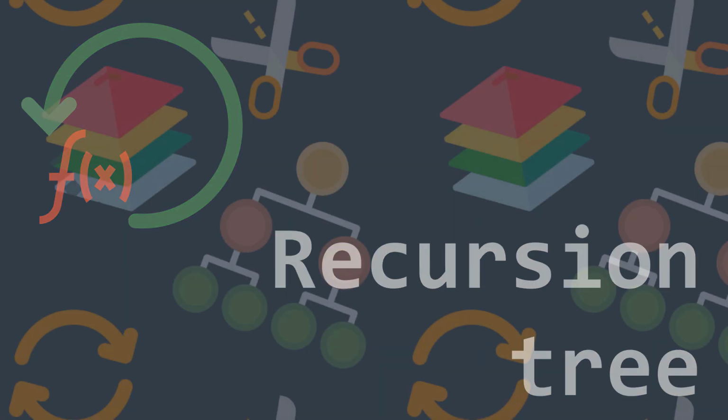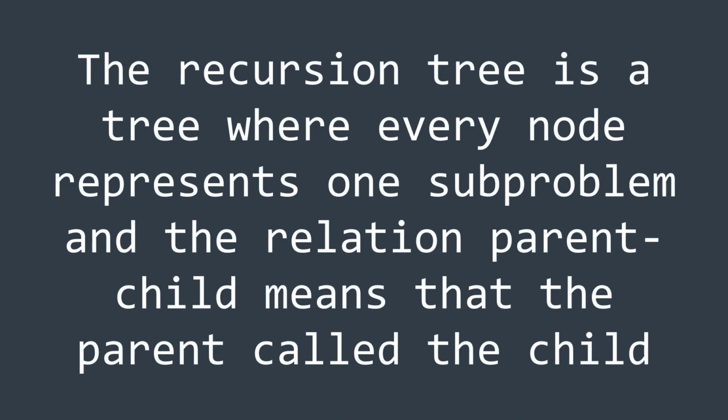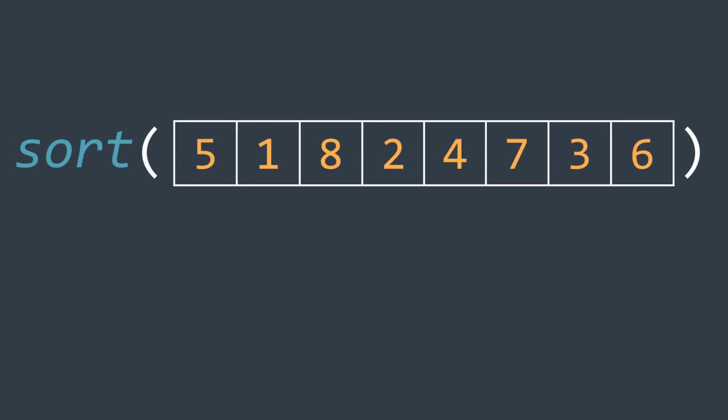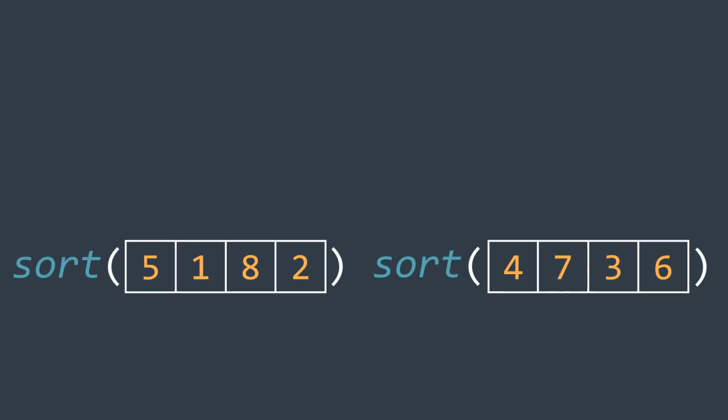The recursion tree is a tree where every node represents one subproblem and the relation parent-child means that the parent called the child. I use the term subproblem because recursion is all about dividing the problem into smaller subproblems of the same type, solving them, then joining the results. For example, in merge sort, we split the array into 2 parts, then we sort them, so we kinda divide the problem into smaller subproblems of the same type, sorting smaller parts of the array. Now the question is, how to draw a recursion tree?